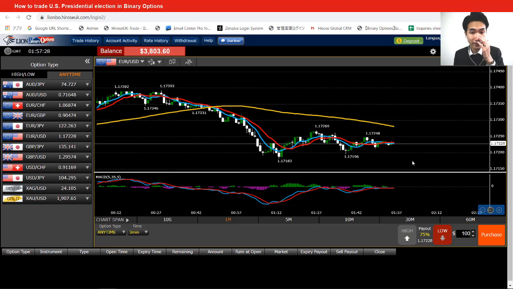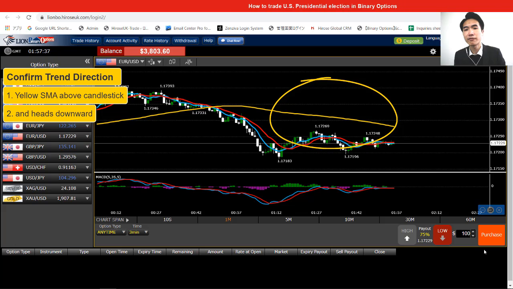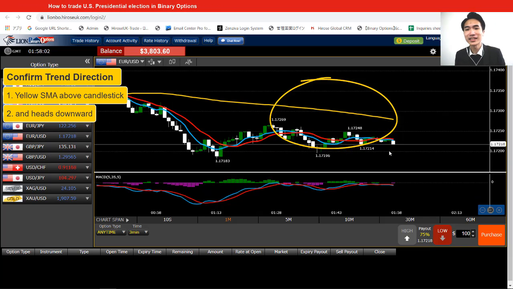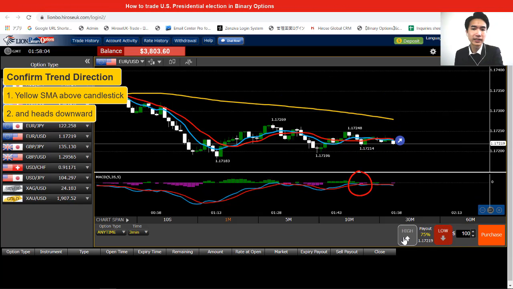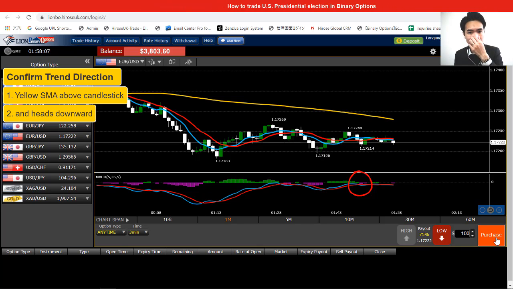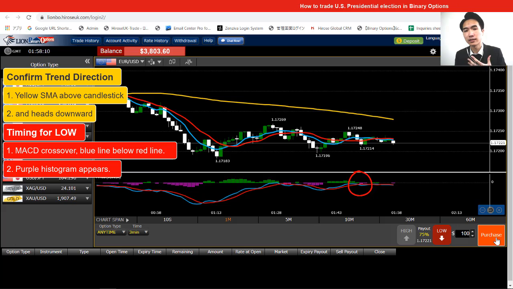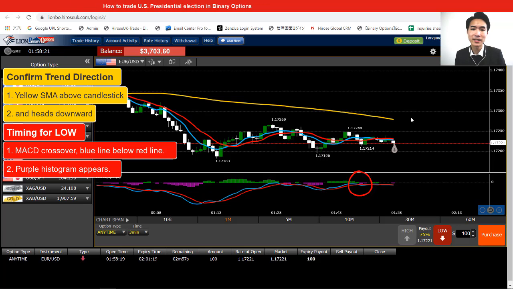The timing for you to trade is when, first, we need to identify a trend direction. By looking at the yellow simple moving average, you will see that it's on top of the candlesticks and it's heading downwards. So now we confirm that the trend is a downtrend. Now we see in this spot here, the MACD crossover, and the MACD is telling me that the price is now moving towards a bearish movement. So what I'm waiting for is just the MACD to crossover.